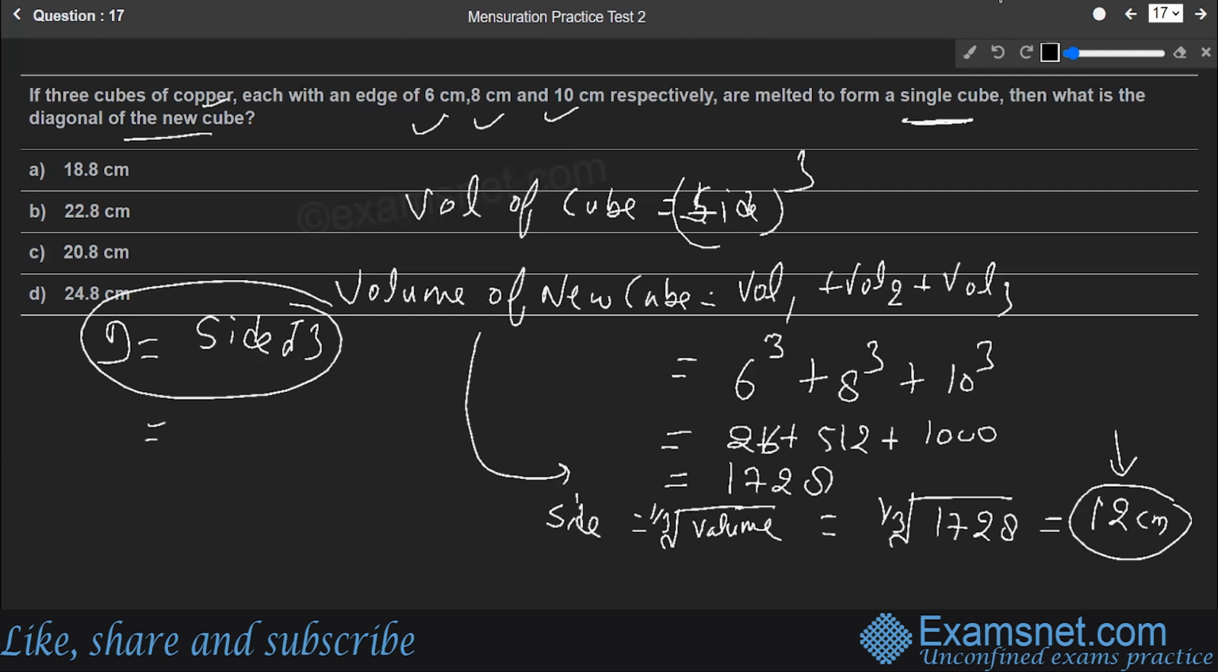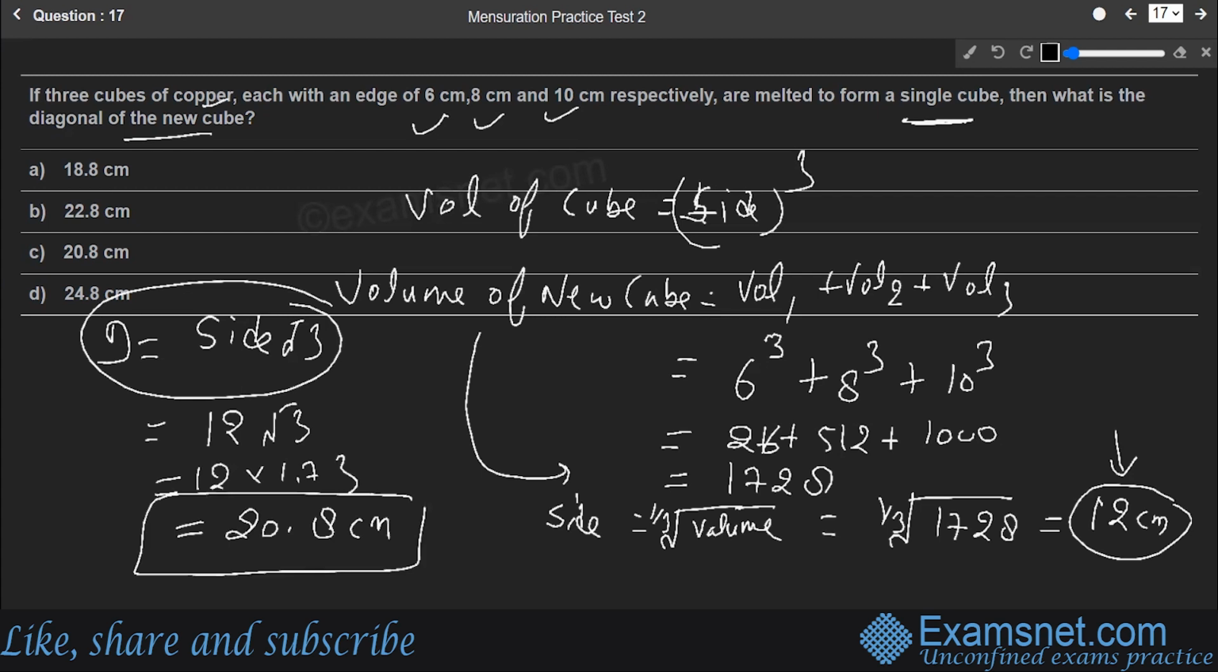Then we want to calculate the diagonal, so we can put this side value here. So it's going to be 12 root 3. Because the options are given in decimals, clearly we need to solve this. So we need to put the value of root 3. The value of root 3 is 1.73. So it's going to be 12 into 1.73. If we solve this, it comes out to be 20.8 centimeter. So that is the diagonal. 20.8 centimeter becomes the right answer, option number C.